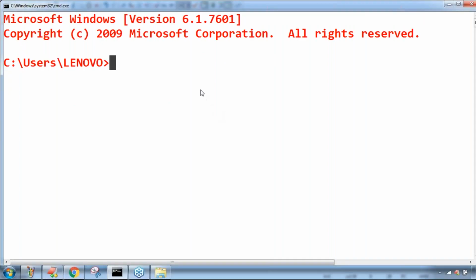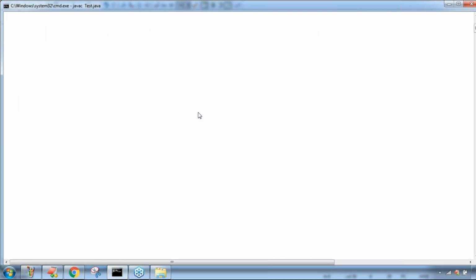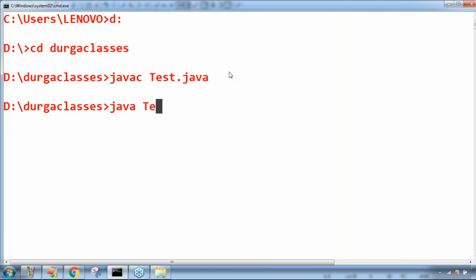Now here just observe: javac test.java. Happily the code compiles fine. Next, java test. What answer will we get? Small a, perfect. It is the small a we are going to get.